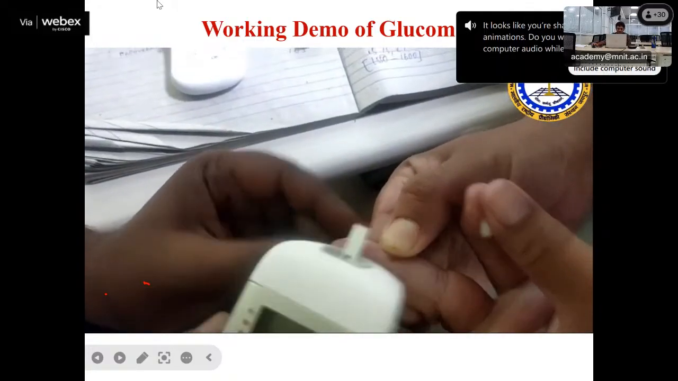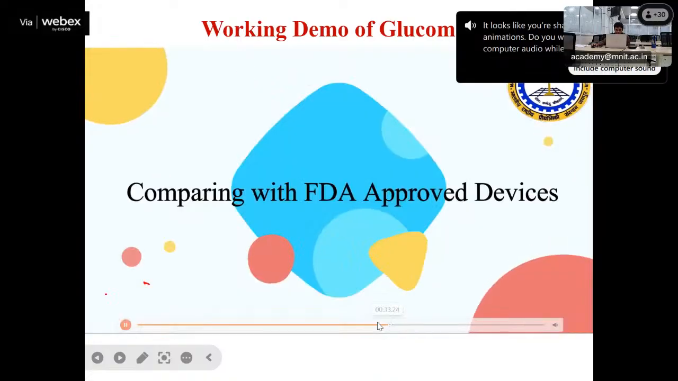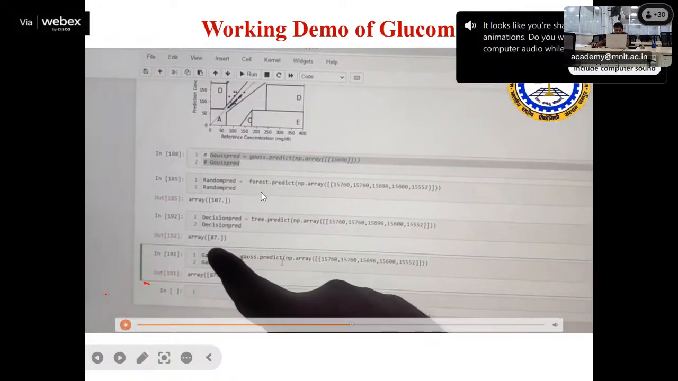If you look at the prediction here, we have used 3 regression models: Random forest, decision tree and Gaussian. The random forest gives 107, the Gaussian gives 87, and the decision tree also gives 87. So from these 3 regression models, we are getting 3 different predictions.